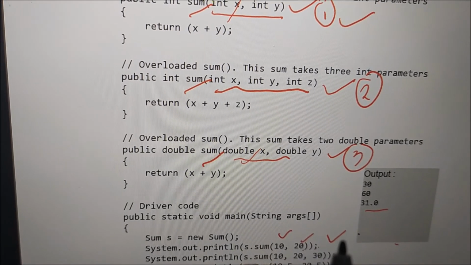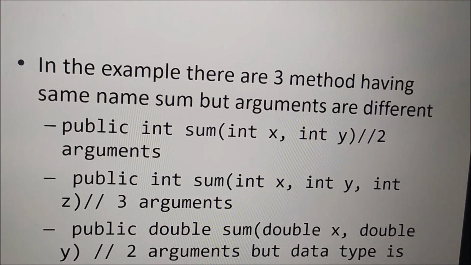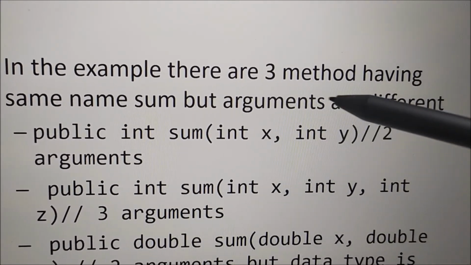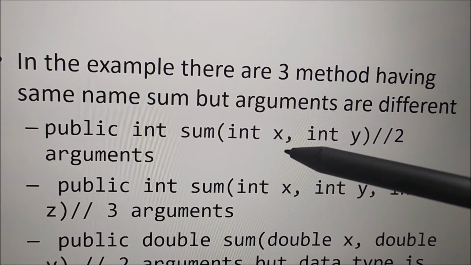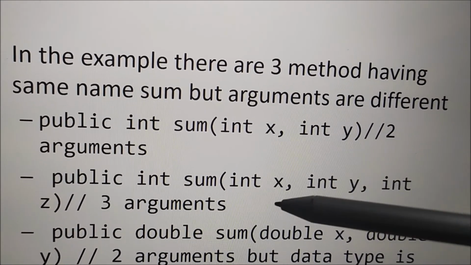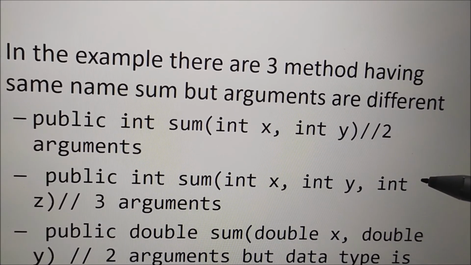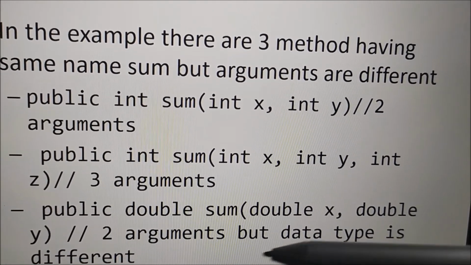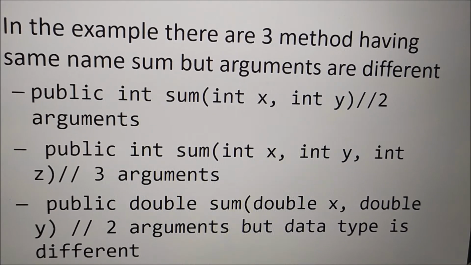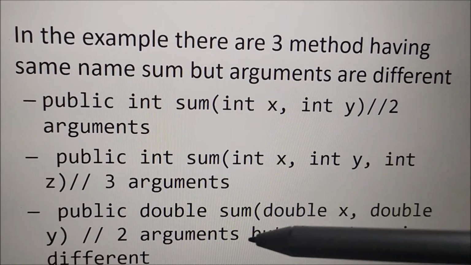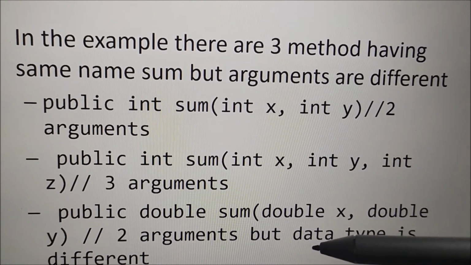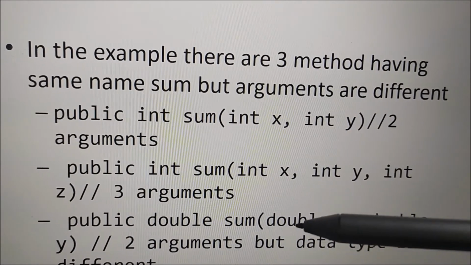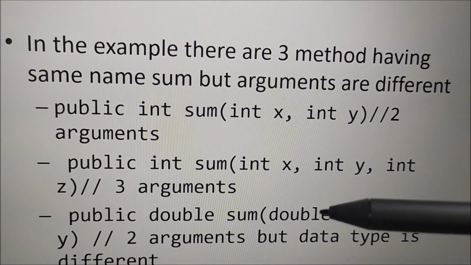So here we see how it is executed, how it is invoked and how the result is displayed on the screen. In the example we have seen there are 3 methods having the same name sum but the arguments are different. The first one is int x and int y, 2 arguments. The second one is int x, int y and int z, 3 arguments. And the last one is double x, double y, which is 2 arguments but the data types are different. So 3 methods with the same name but different arguments are called overloaded functions and the process of executing these methods is called function overloading.